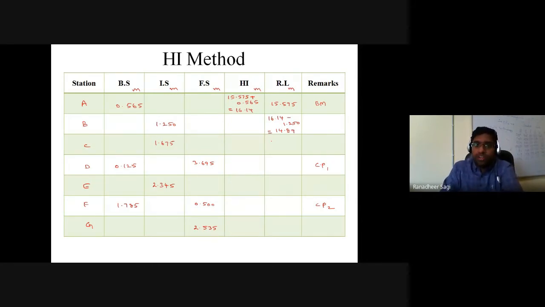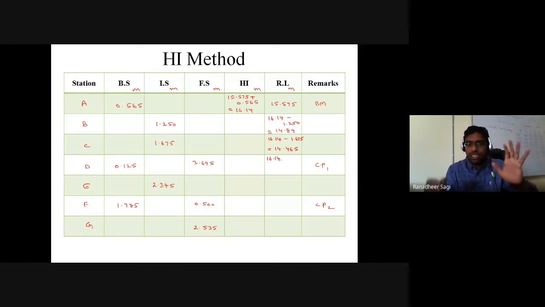Next, RL at point C. See, RL at point C, we don't calculate from the RL of point B. Understand that. RL of point C, once again, we calculate based on the height of the instrument only. I repeat, once again, based on the height of the instrument only. The height of the instrument with respect to that first setup position is 16.14 minus the corresponding staff reading of point C, which is 1.675. That gives 14.465.